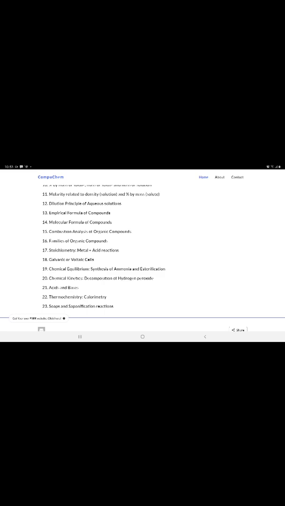Acids and bases, it includes the full study of acids and bases: study of strong acids, weak acids, strong bases, weak bases, and the reactions occurring between any selected acid and any base, based on what will be selected by the student.